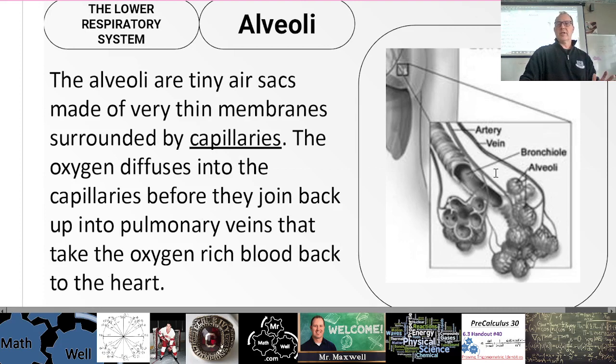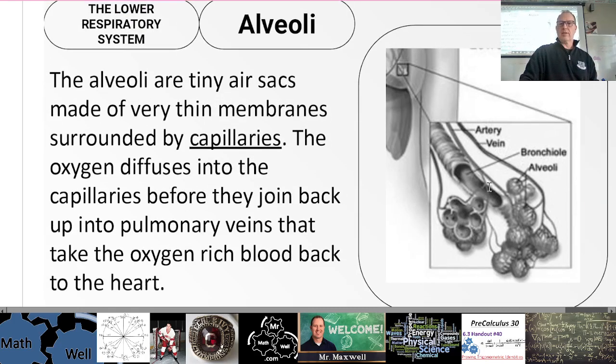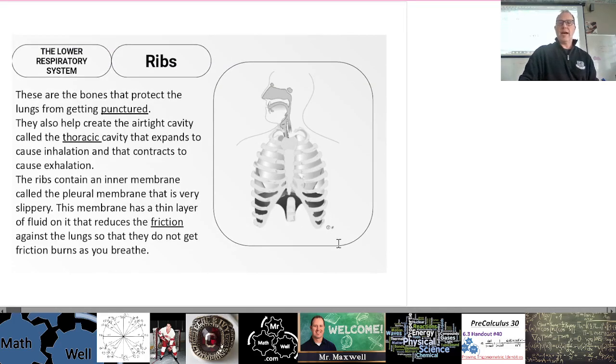The bottom line is oxygen is taken in and carbon dioxide is given off. Okay? So the vein in the lung takes the oxygen-rich blood back to the heart. Anyways, there's exchange that happens. Maybe we'll come across that in a little more detail later in the notes. All right, let's take a look at the ribs next. Ribs are next.